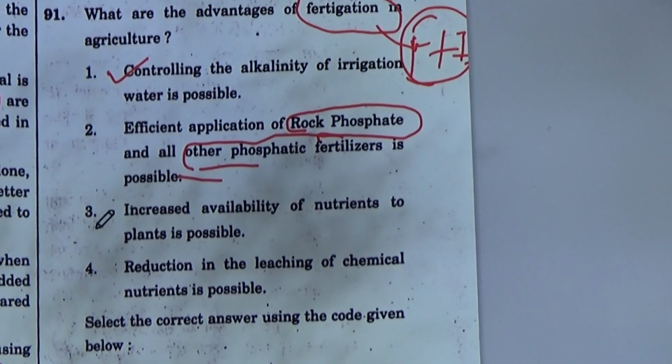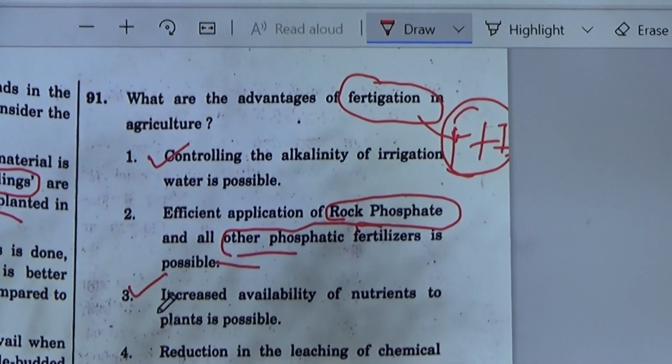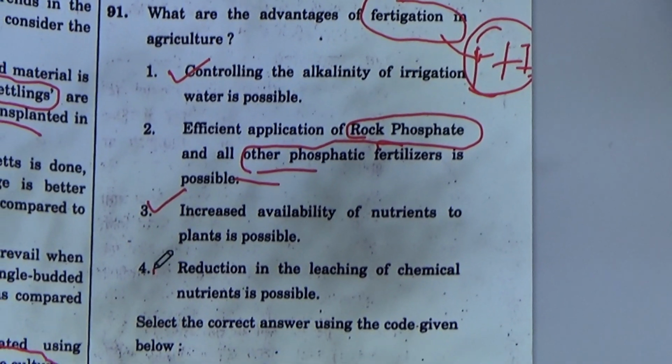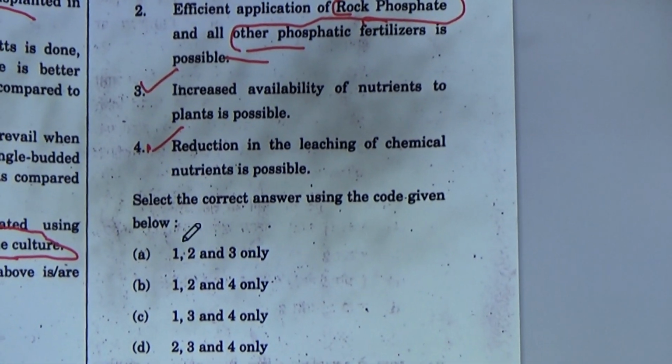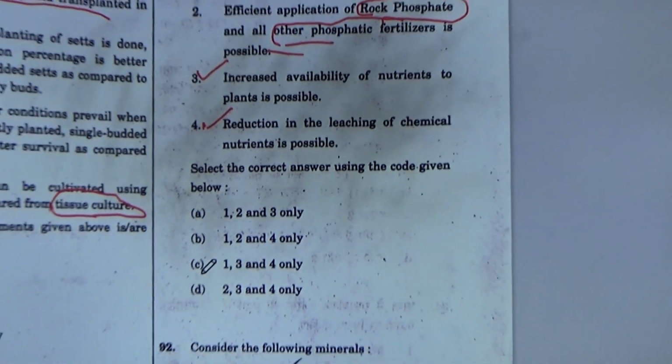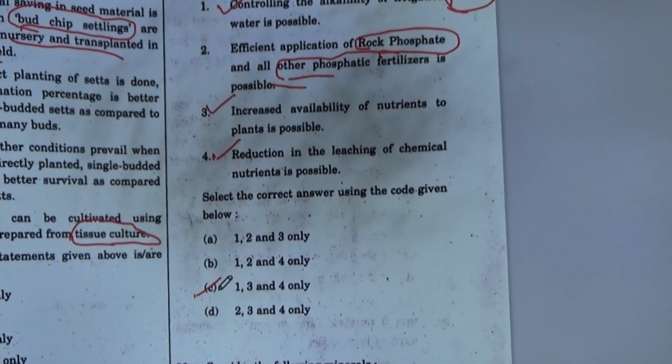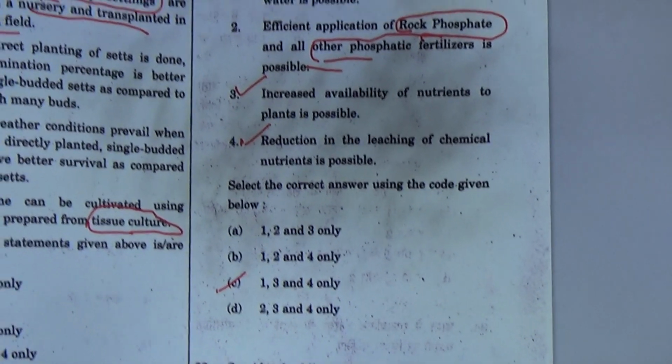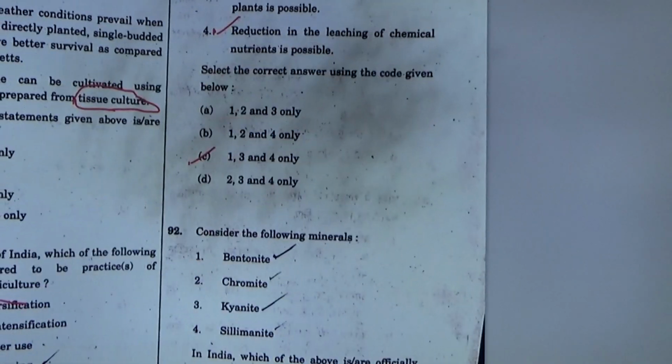Then increased availability of nutrients to plants is possible, that is correct. Reduction in the leaching of chemical nutrients is also possible, that is correct. So in that way, of course, 1, 3 and 4 are the most appropriate answer. In fact, C is the answer, most appropriate for all of us in industry, in agriculture, in that way.